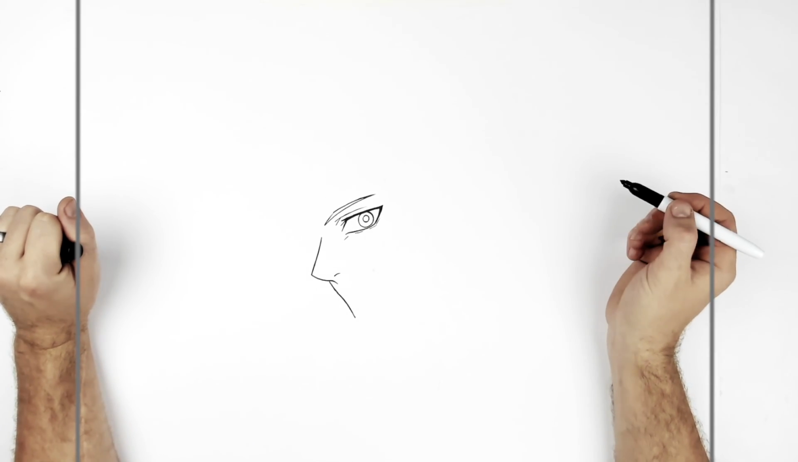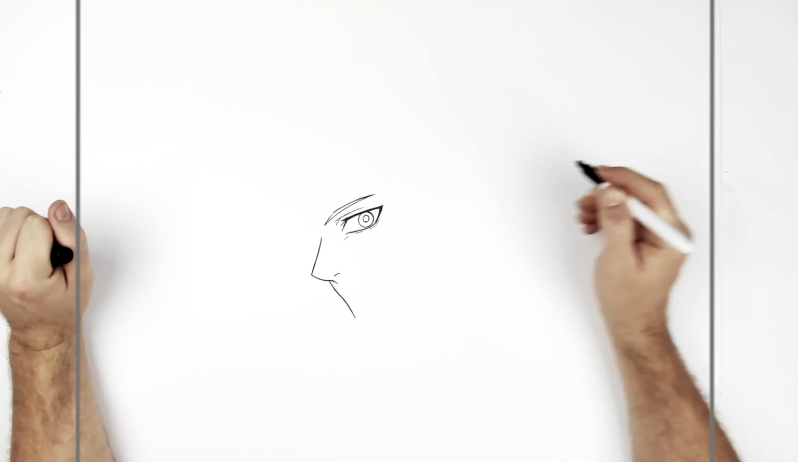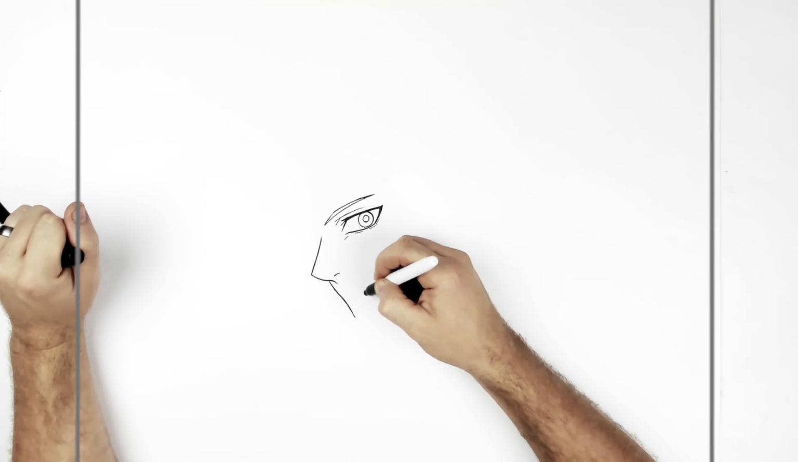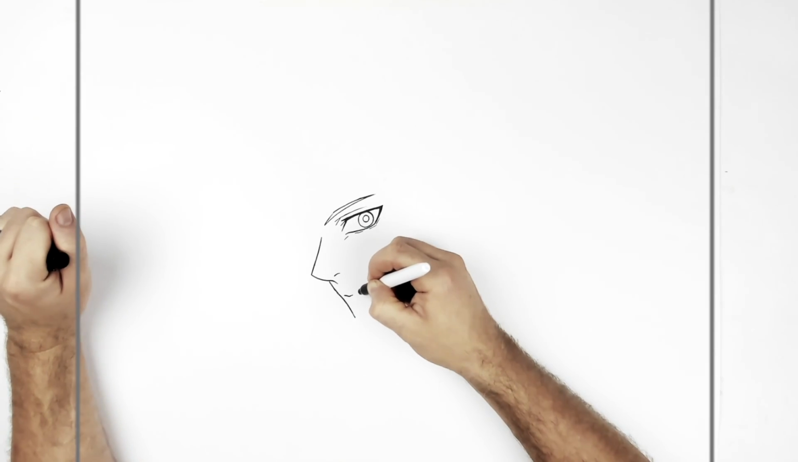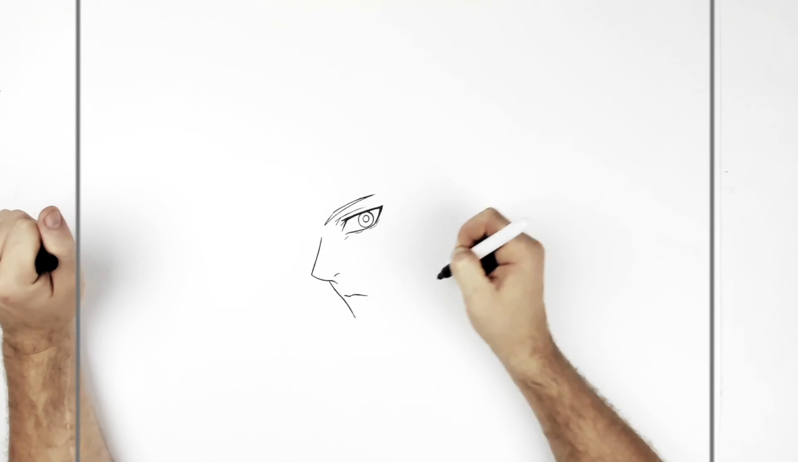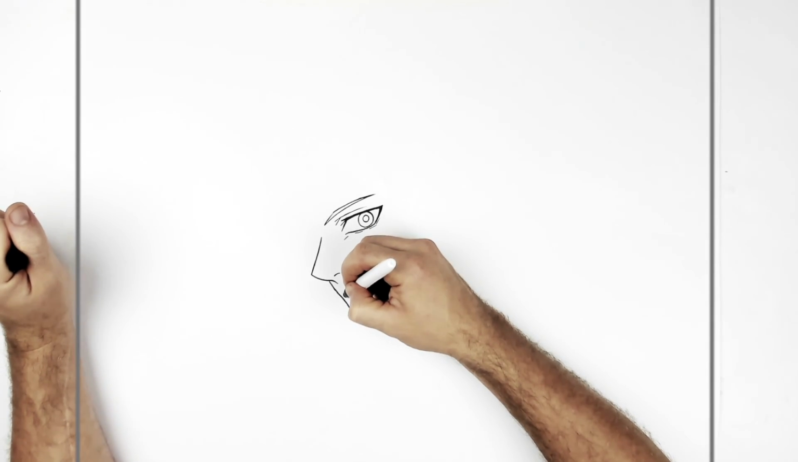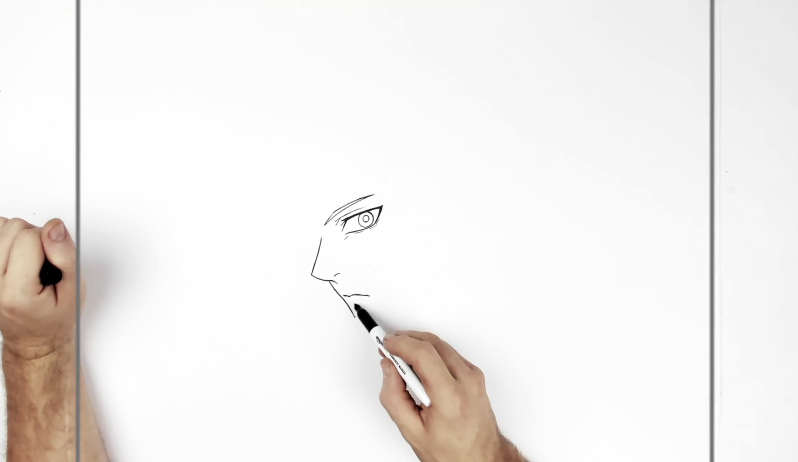So the mouth then, so basically we'll just do a simple sort of this way and then up and down. Nothing major, just this kind of mouth going diagonally that way. Got this little point in the middle.